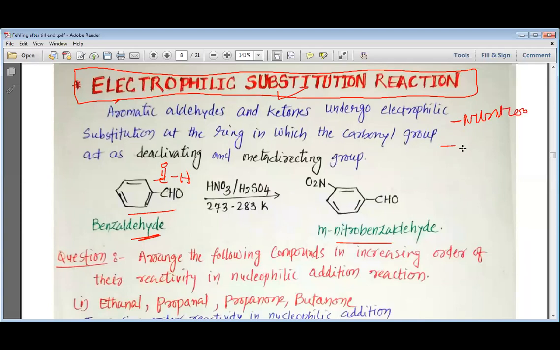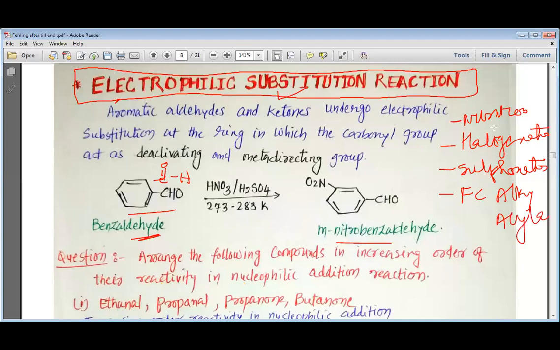The various electrophilic substitution reactions that we study are either nitration, my dear students, or it may be halogenation, or it may be sulfonation, please remember, or it may be Friedel-Crafts, either alkylation or acylation that we see, my dear students.